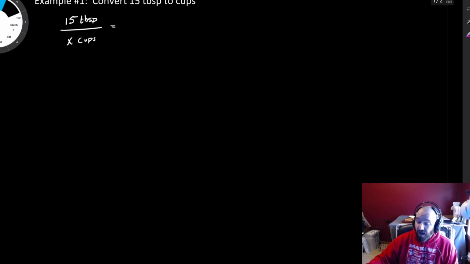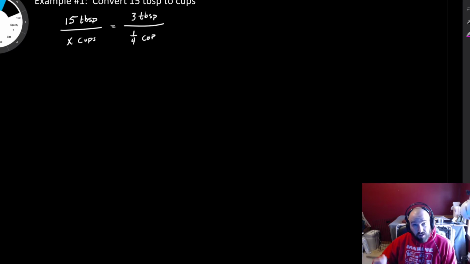So when I set up my proportion, I have to make sure that cups are on the bottom and tablespoons are on top. I happen to know that there are 3 tablespoons in a quarter cup. Even though you have a fractional amount in the denominator, the cups still match. The unit of measurement is still the same. So now I need to cross multiply. This may or may not be nice, so bear with me.